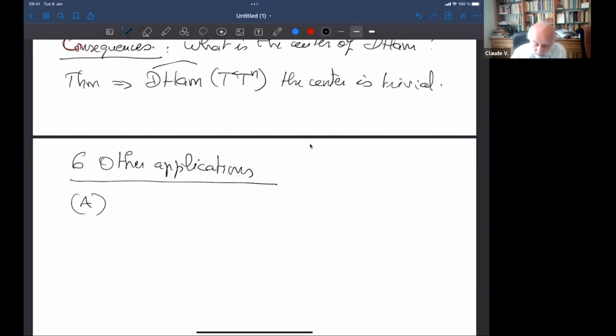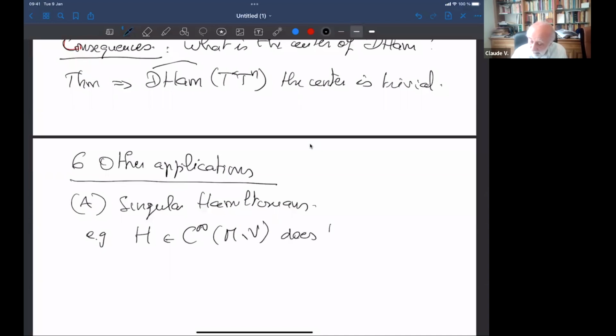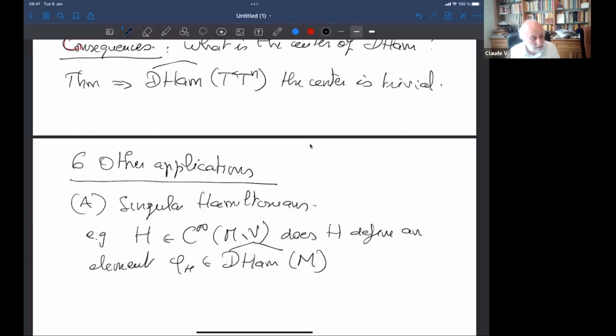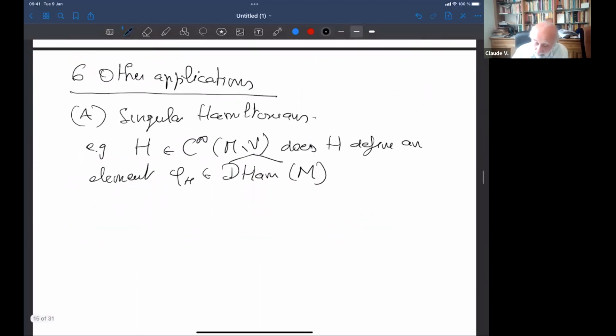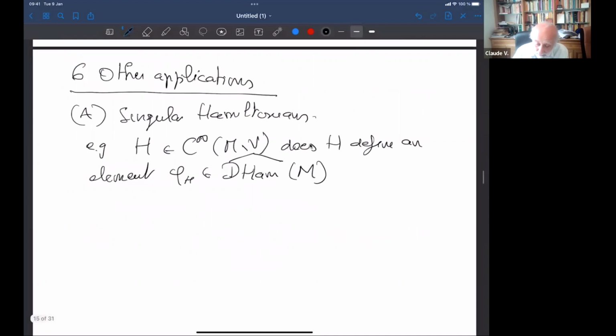The first one I evoked at the beginning is about singular Hamiltonians. So the question is, if you have, for example, a Hamiltonian H in C infinity of M minus V, does H define an element phi H in d ham hat of M? Not of M minus V, of course, but of M. One can write a definition. Maybe I have too many definitions, but maybe they will clarify things.